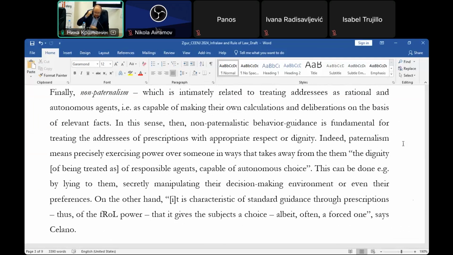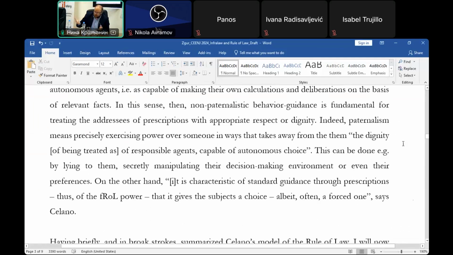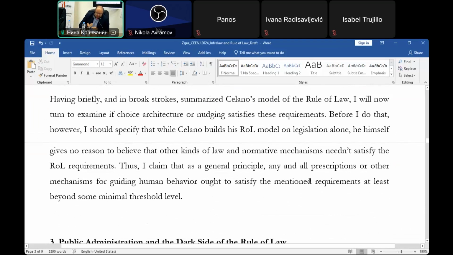Now, having very briefly looked at Celano's model of the rule of law, I will now turn to examine if choice architecture or nudging satisfies these requirements. However, before I do that, I should specify that Celano's model is built around legislation alone, but he himself gives no reason to think that only laws or statutes should comply with the formal rule of law criteria. So I take it as a given that all kinds of prescriptions should also comply with these formal rule of law criteria.